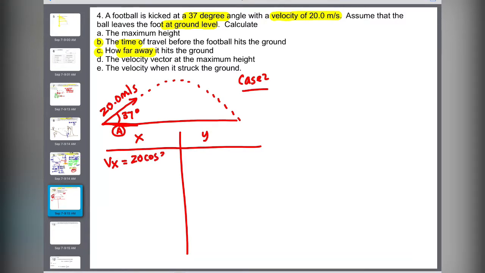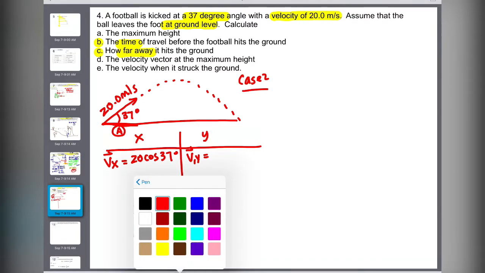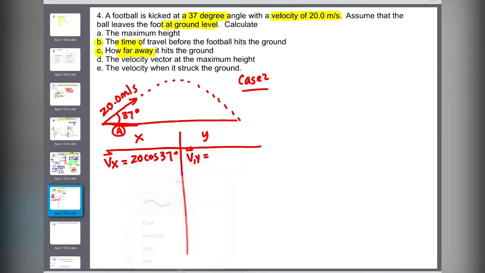Okay, so 20 cos 37 along y, this is your v1, the initial velocity along y. And v1, it is the sine and is going upwards. I don't know how comfortable you are with directions. I like to get my students to just kind of get used to formats.